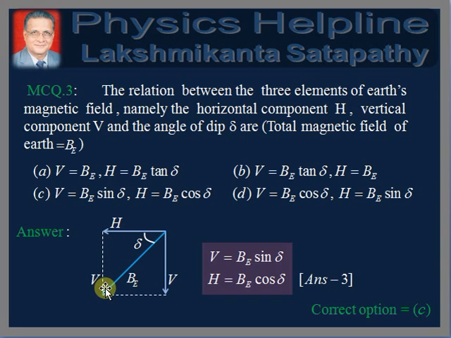So therefore, let us consider this right angle triangle, in which V divided by BE is equal to sine delta. Therefore, V is equal to BE sine delta. That is what we have put here. Similarly, H divided by BE is equal to cos delta, which gives H is equal to BE cos delta, which are the answers to question 3. Therefore, the correct option is C.